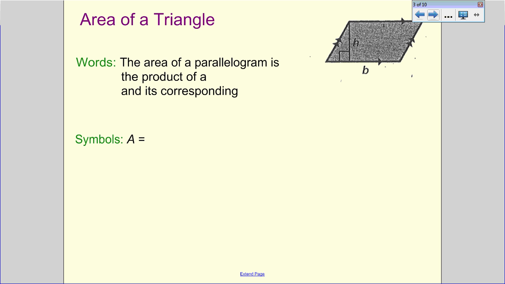So the area of a parallelogram is the product of a base, because we could have two different bases, we could have this base, or we could have the other base, and its corresponding height. And so we need a perpendicular segment to hit one of the sides of our parallelogram, and the side that it hits, that's where our base is. And so the formula for that is just base times height again.